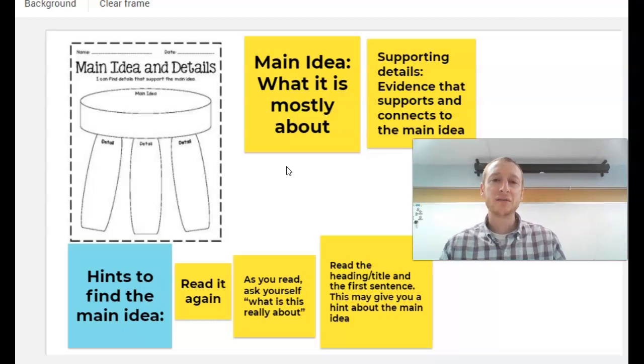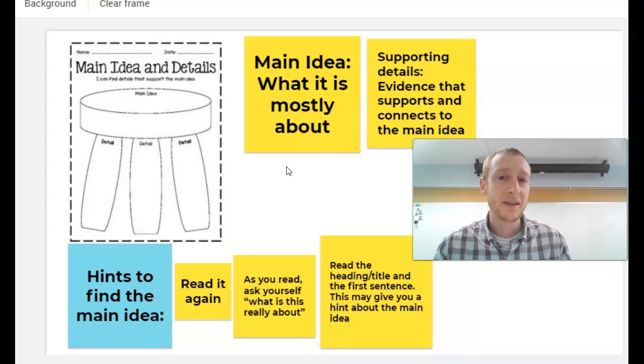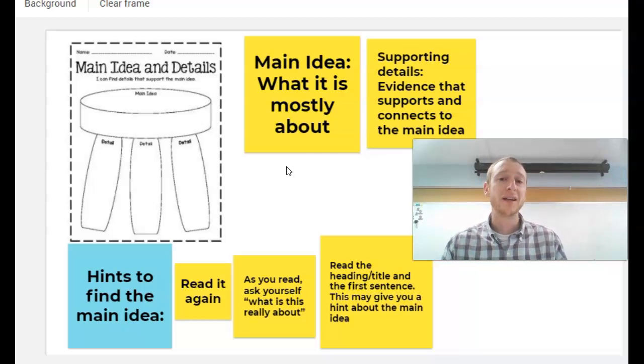Okay, but it's not enough to just figure out the main idea. We also need to prove or provide evidence that that's the main idea by also finding some supporting details. And those are evidence that supports and connects to the main idea.